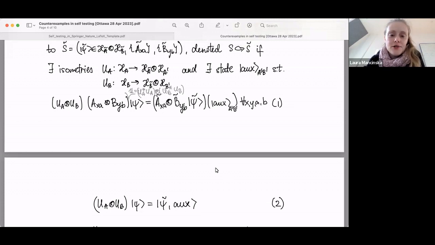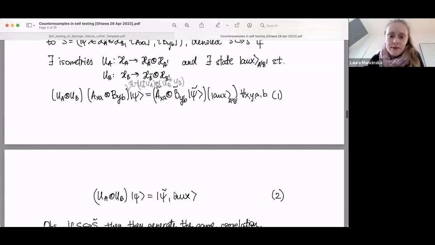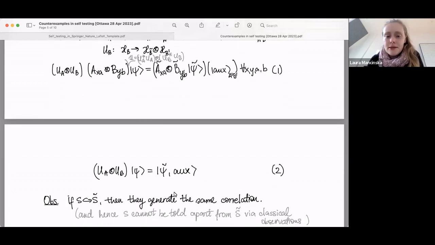So in self-testing, this second equation is weaker than the first one. In some cases, it happens that we cannot infer the full description, the full strategy that our black box is hiding, but maybe we can still infer what the state is that is being measured. So here we're saying that we can infer both state and measurement, but here we can only infer the state.